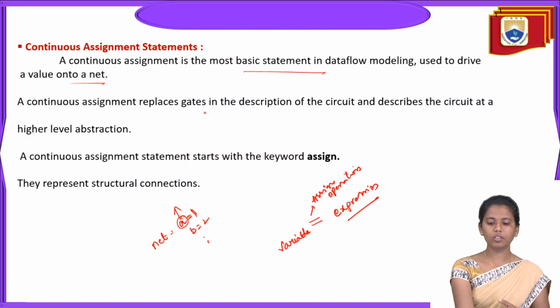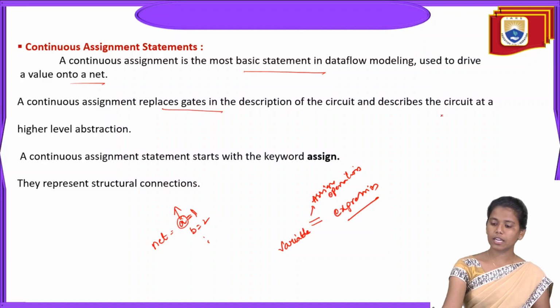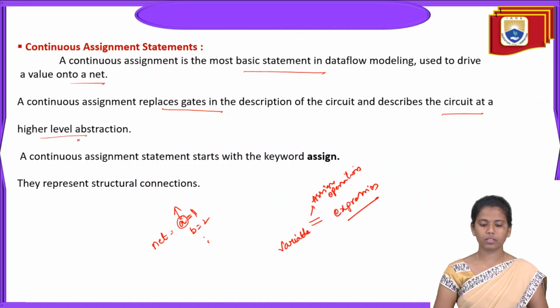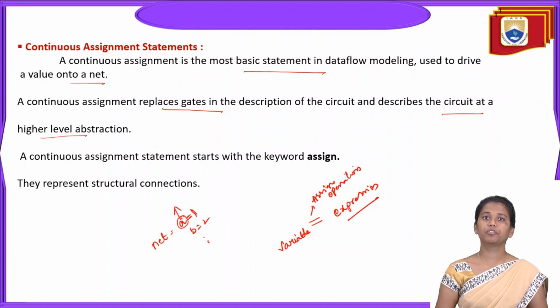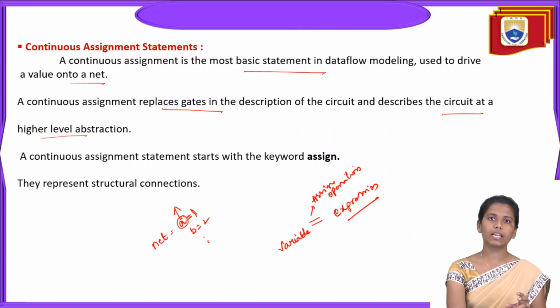And then the continuous assignment statements replace gates in the description of a circuit and describe the circuit at a higher level of abstraction. What they do is just replace the gates in the description of the circuit. For example, if you are talking about the AND gate or a half adder, a half adder consists of AND gates and also XOR gates, right? This continuous assignment statement totally replaces the gates. They replace the gates and describe the circuit at a higher level of abstraction.